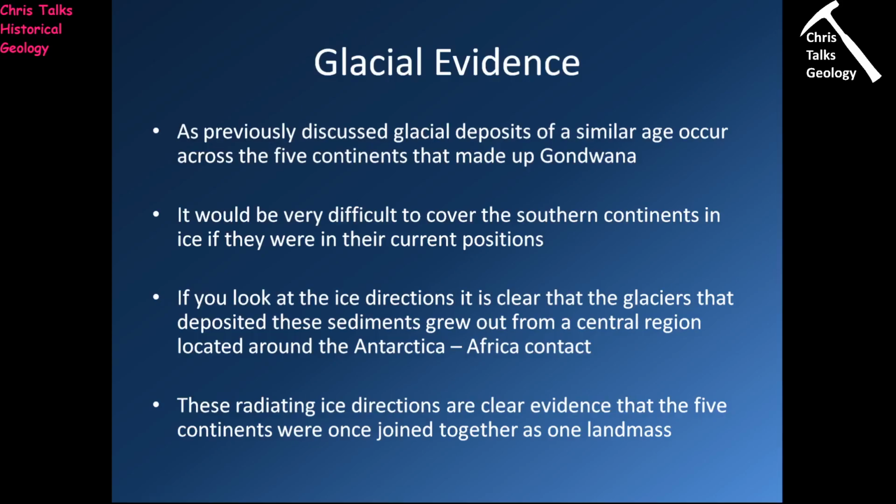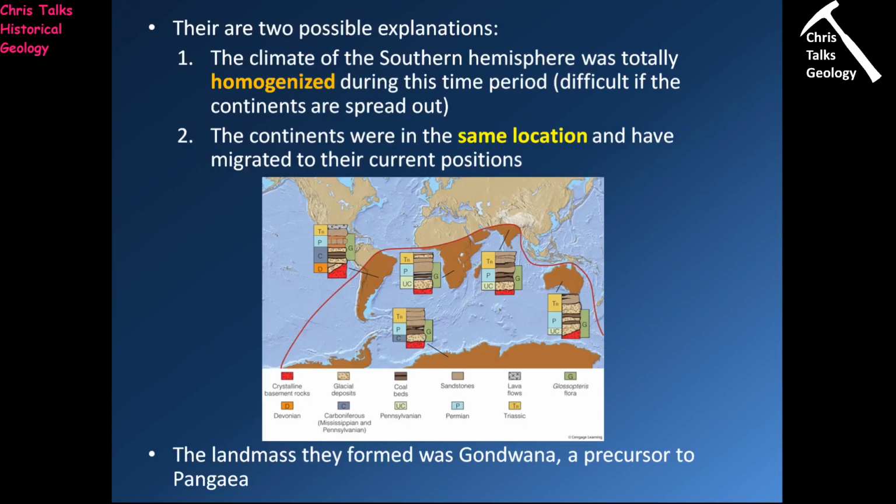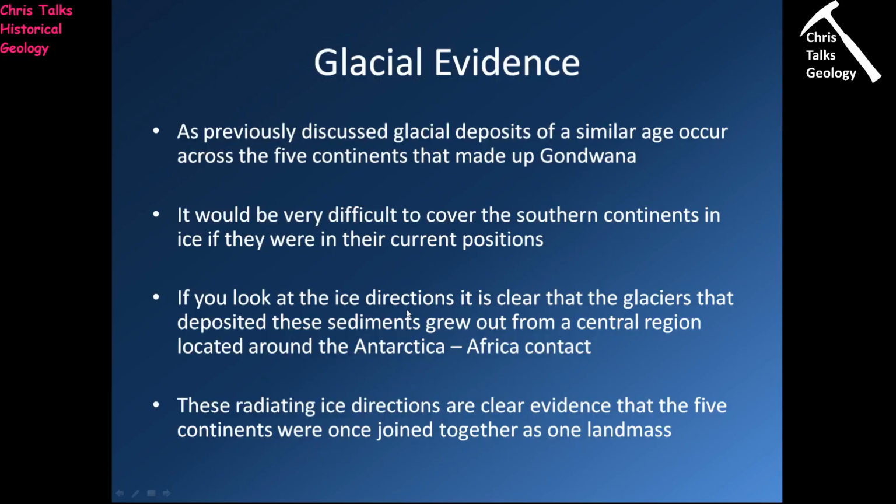So following on from the stratigraphic evidence, we're going to look at the glacial evidence. Once again, if I just go back for 1 second, remember, if we look here, late Devonian to early Carboniferous, into the Carboniferous, we have glacial sediment. So we know during that time frame, the southern hemisphere was covered by large glaciers. Once again, it would be very difficult to cover all the 5 southern hemisphere continents in huge glaciers if they were in their current positions, because homogenizing those climates is very difficult to almost impossible to do.